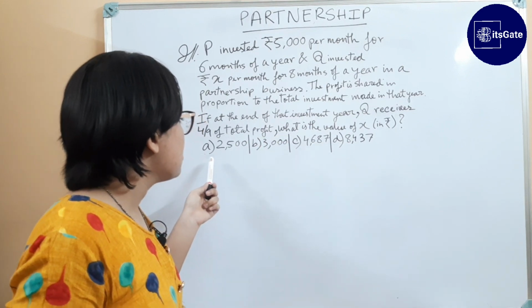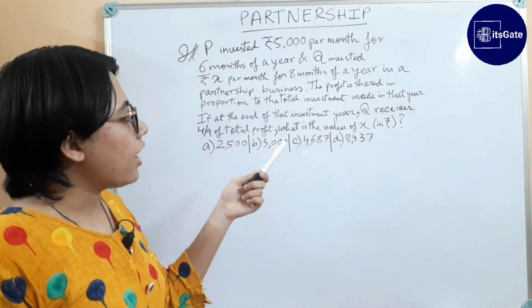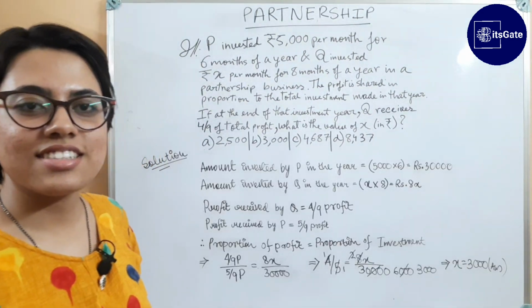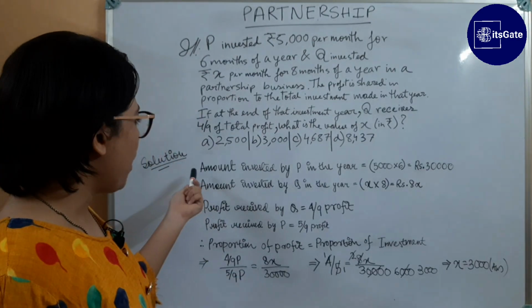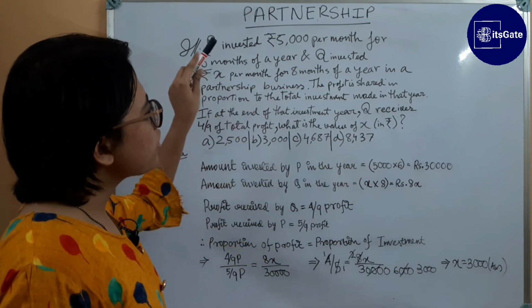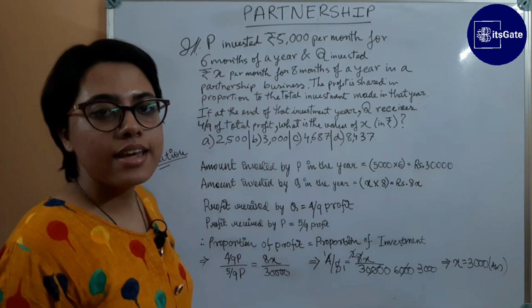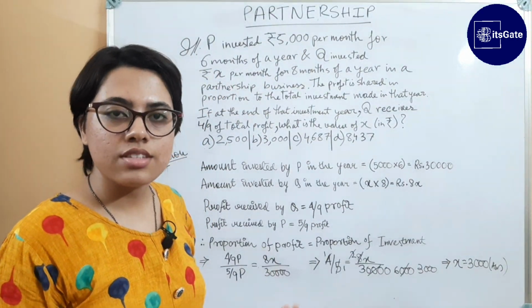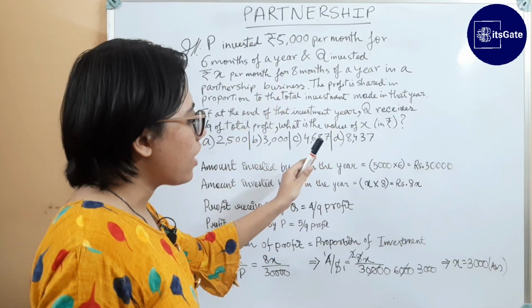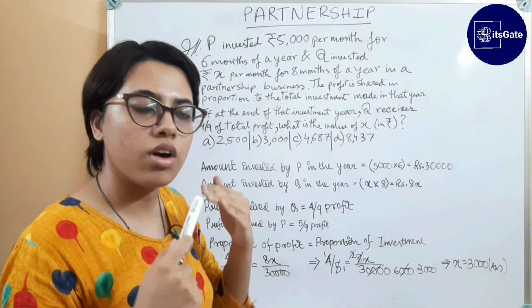So we have options as 2,500, 3,000, 4,687 and 8,437. So now let's move to the solution. In the solution we can see that the amount invested by P in the year is 5,000 into 6, because all throughout the year P has invested 5,000 per month for only 6 months. P hasn't invested any amount for the rest of the 6 months of the year. That's why in the whole year P has invested only through the 6 months. We have 5,000 into 6, that is 30,000. P has invested only rupees 30,000 throughout the year.